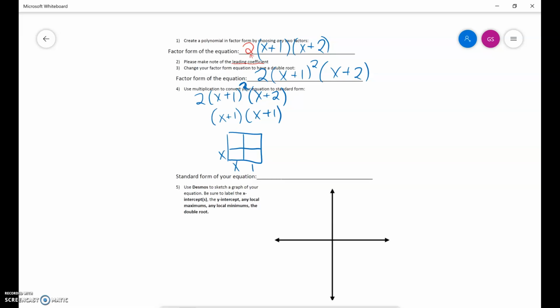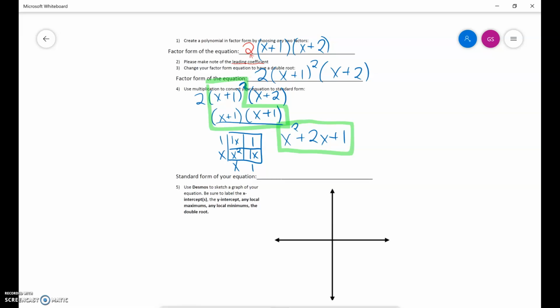So x times x becomes x squared, 1x, 1x, 1 times 1. Got some like terms right here, so I'm going to combine those. So this thing just turned into x squared plus, I'm going to add these like terms, gives me 2x, plus 1. Now, that expression is basically me rewriting this part in the standard form or expanded form.